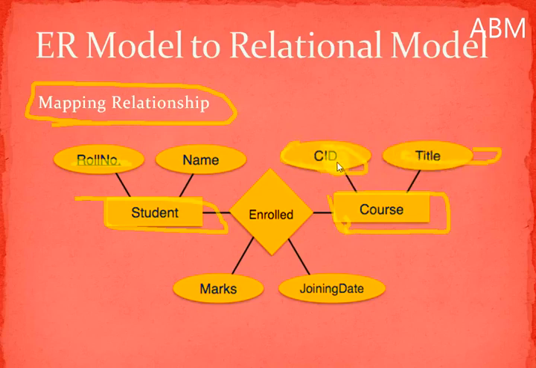The course ID is not underlined, but in this pictorial format, the course ID will be its primary key. And the diamond sign shows that it has the relation. The student has a relationship with course, and the relationship is enrollment. That student is enrolled for any particular course. So the association also has its own attributes: the marks of any particular student in that course, and the joining date of the student in that particular course.